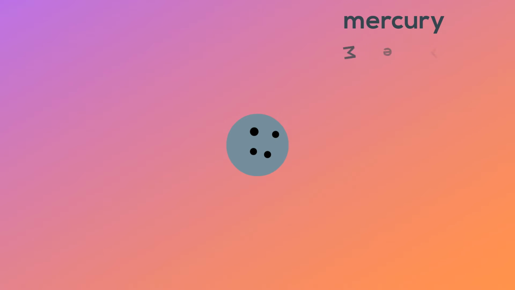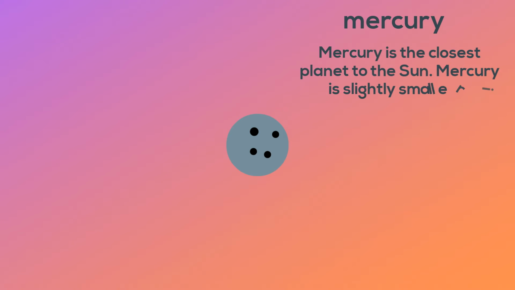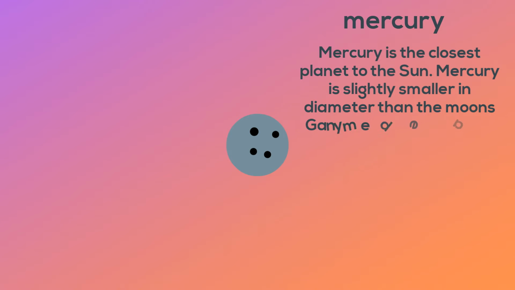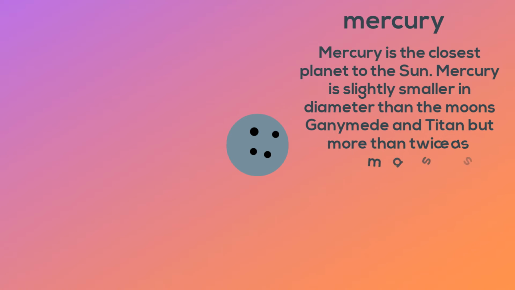Mercury. Mercury is the closest planet to the sun. Mercury is slightly smaller in diameter than the moons Ganymede and Titan, but more than twice as massive.